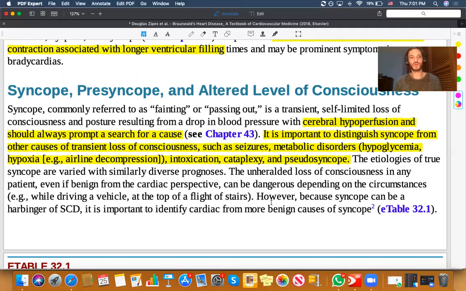So we should always look for the cause of this syncope. It is important to distinguish syncope from other causes of transient loss of consciousness, like what? Neurologic causes, such as seizures, metabolic disorders like hypoglycemia, hypoxemia, intoxication, cataplexy, and pseudosyncope.